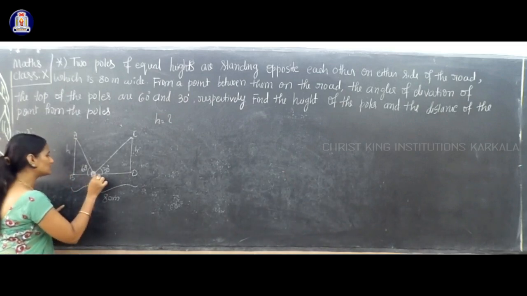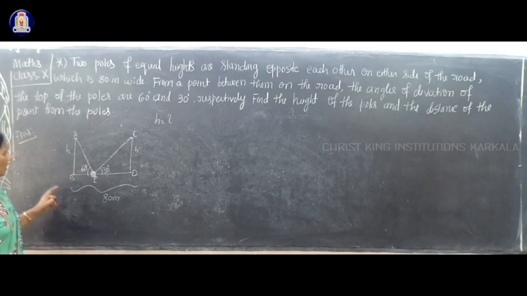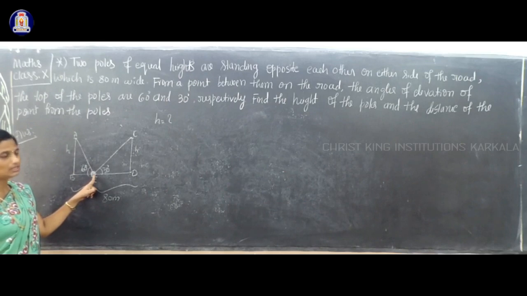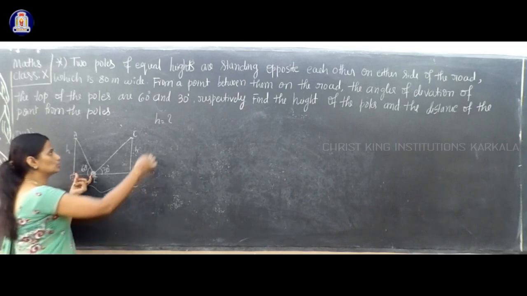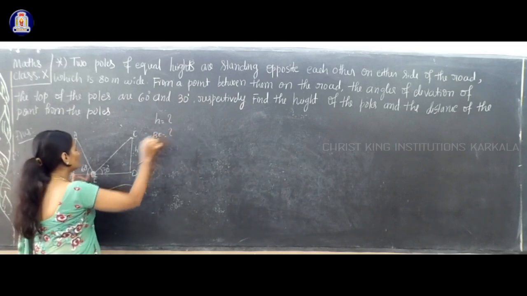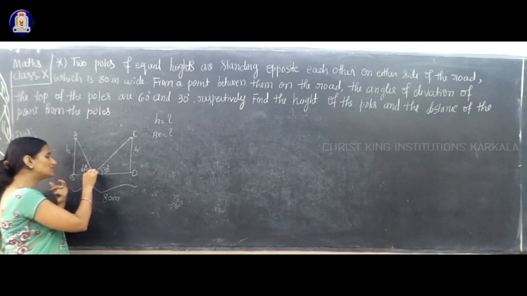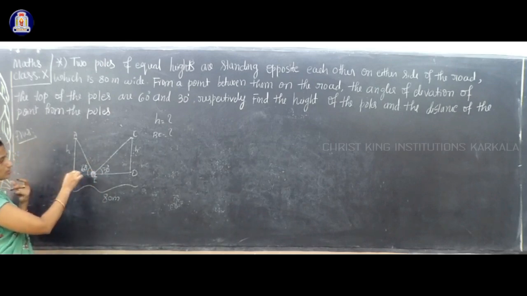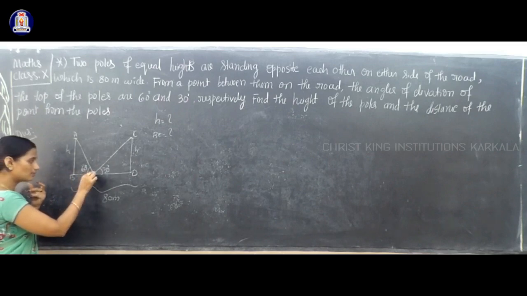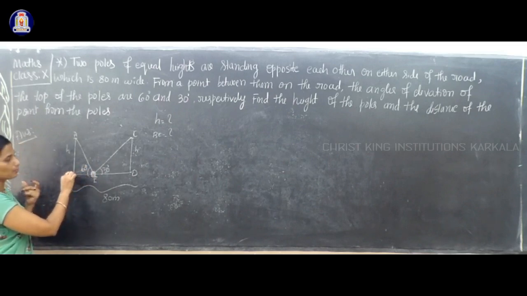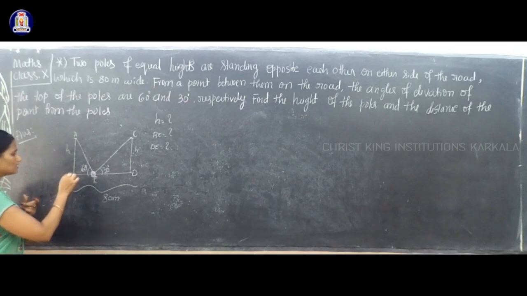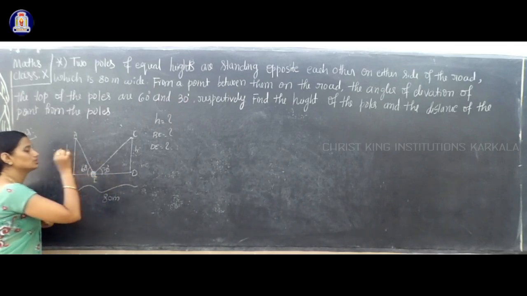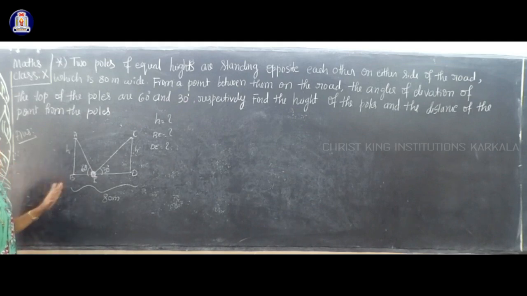I mark this point as E. The two triangles are ABE and CDE. For this, apply the trigonometric ratio, because I need this distance. BE is equal to question mark. At what distance is the point from the poles? That means what is the distance between the point and the first pole, and between the point and the second pole. Correct? So you have to find out BE and ED. Clear? So now how to find?